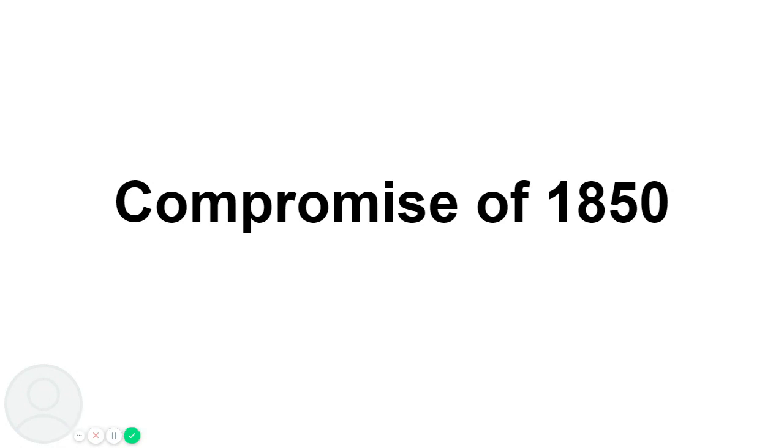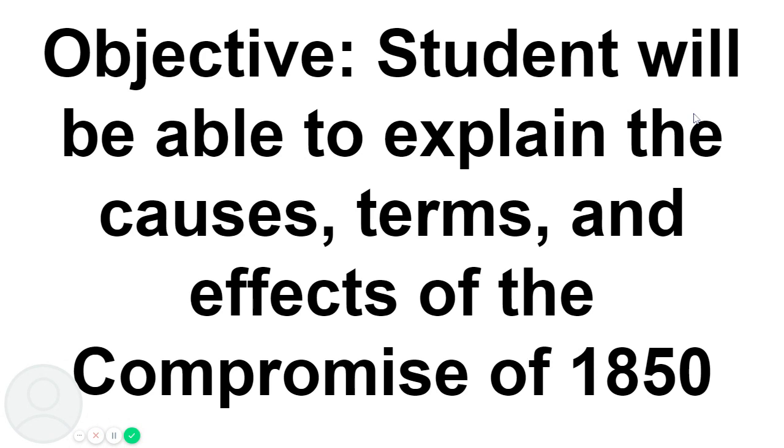I thought that we would get started with a quick reteach on the Compromise of 1850. We're getting into the lead up to the Civil War, and it really starts off with the Compromise of 1850. We did technically talk about this beforehand, but that was almost a month ago, so I figured we could use a reteach. The objective is that you will be able to explain the causes and the effects of the Compromise of 1850, as well as the terms. That means the specific parts that are inside the Compromise of 1850.